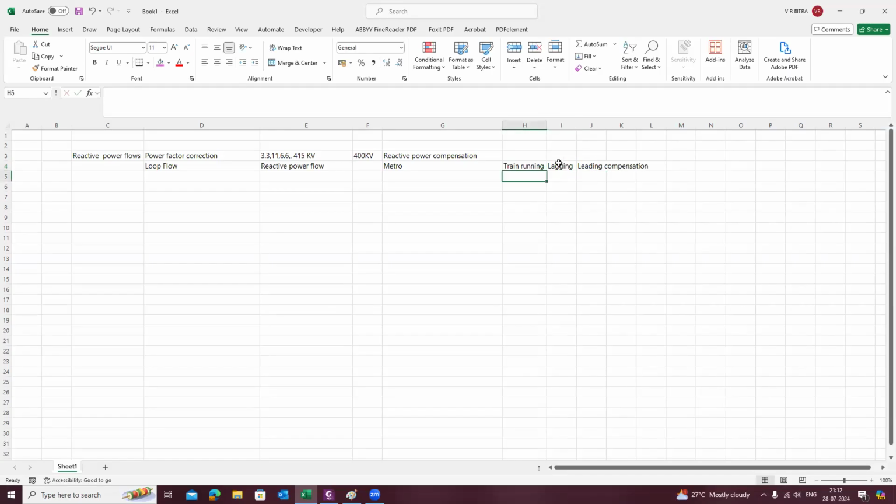Okay. On the other side, after the train is stopped, maybe by 11 p.m. or 12 p.m. or whatever it is, the network behaves as a cable. That network behaves as a completely capacitive circuit because of the cable, right? So that means it injects reactive power into the system. So that time, when the metro is completely stopped, due to the cables it will inject the reactive power into the system, so you may need the lagging compensation, or you will call it an inductive compensation.